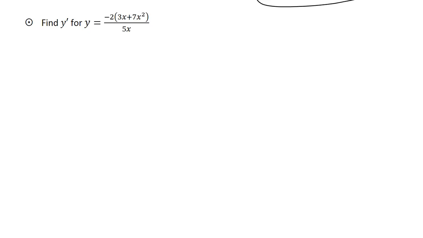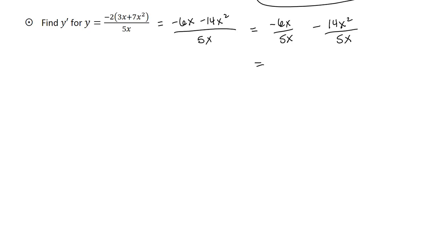This is an example of a problem that you could work with the quotient rule. Nothing wrong with that. I would probably distribute the negative 2 on top first. But you could also work it without the quotient rule if you choose to. So an algebra technique that would make your life a little bit easier. We're going to go ahead and distribute and make that (negative 6x minus 14x squared) divided by 5x. And then because this has a monomial on the bottom, you can make this negative 6x over 5x minus 14x squared over 5x. And notice some of your x's are going to cancel. So you end up with negative 6/5 minus 14/5 x.